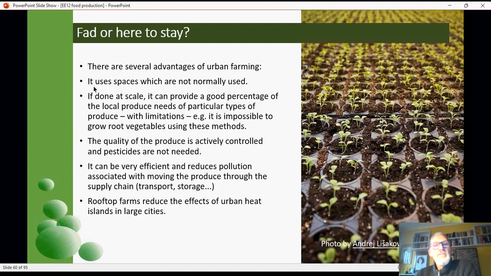So, of course, the question is: is it a fad, or is it here to stay? I think it's probably here to stay, because it's just a question of understanding how it's to be scaled and how it's to be done. But I think that the fact that it can be done, and the obvious advantages of it, make it such that, as they say, where there is a will, there is a way.